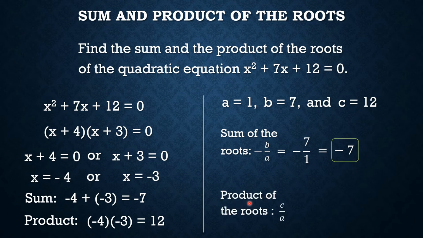In finding the product of the roots, just follow the formula C over A. So we have C, which is 12, and then A is 1. So 12 divided by 1 is 12. So therefore, the sum of the roots is negative 7, and the product of the roots is positive 12.